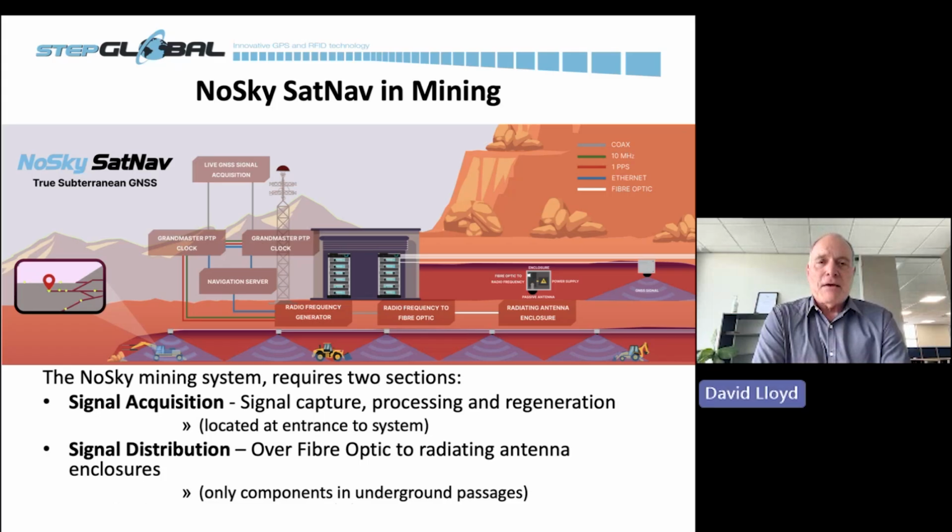So just as an example of what a system like this would look like, we can break it down into two areas. One is the signal acquisition, and the other one is the signal distribution. In signal acquisition, we capture the signal, we digitize it, process it, and then we regenerate it with its modified CA code, and then we distribute that over a fiber optic network.